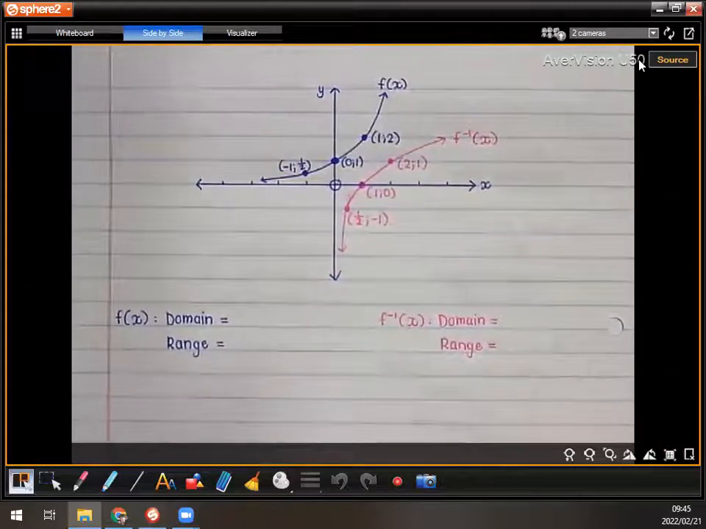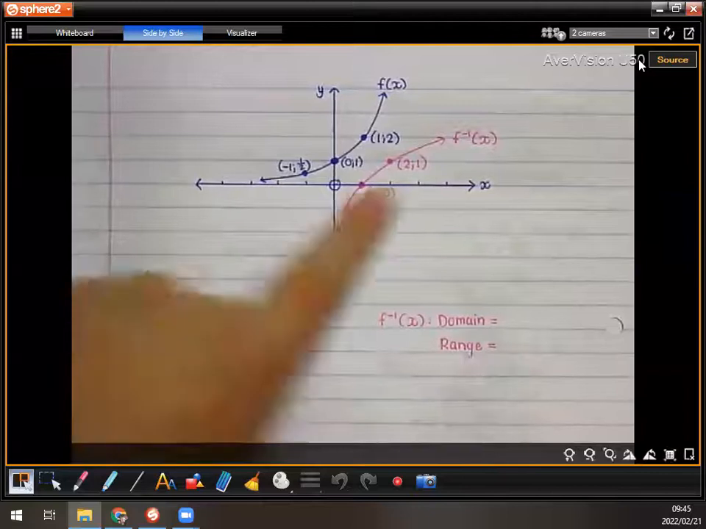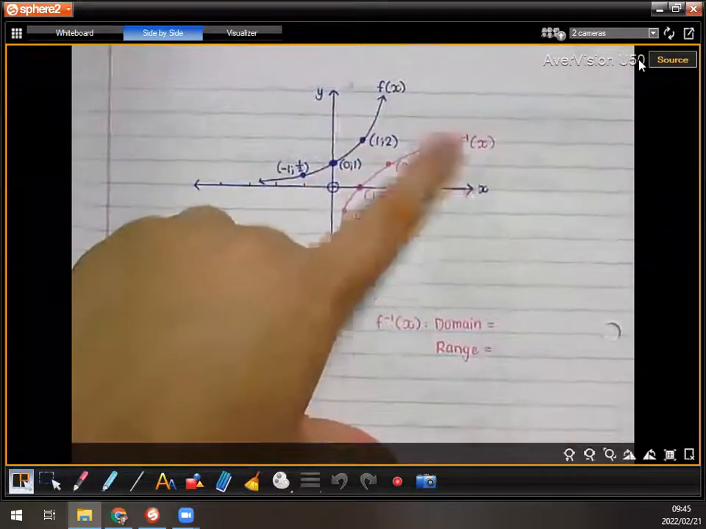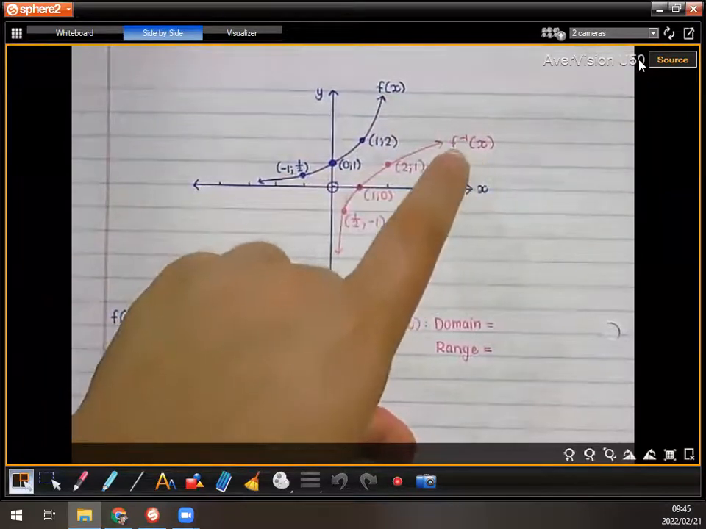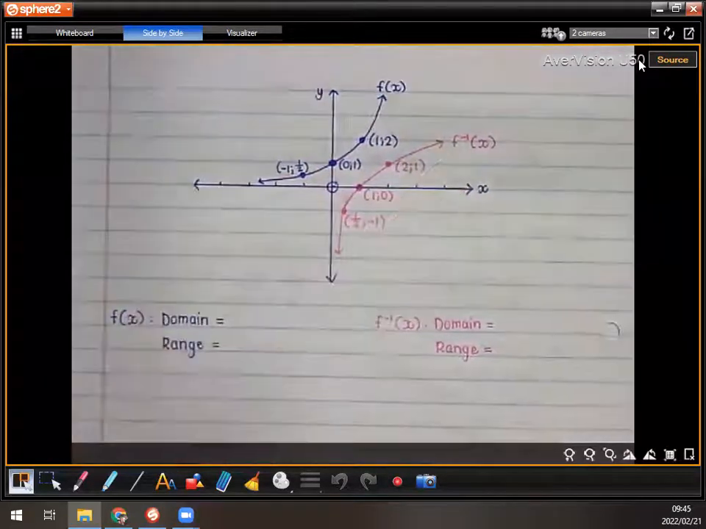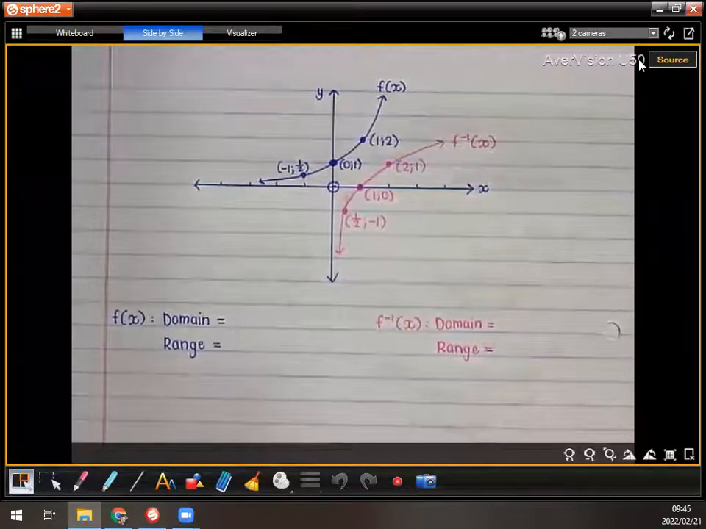Please always, when you are drawing more than one graph on the same set of axes, you have to label them. All right, so just add that quickly. Just label the original one as f of x and the inverse as f to the negative 1 of x. You don't have to write the whole equation, you can just write those labels. And then obviously all points that you've drawn, you also have to label.